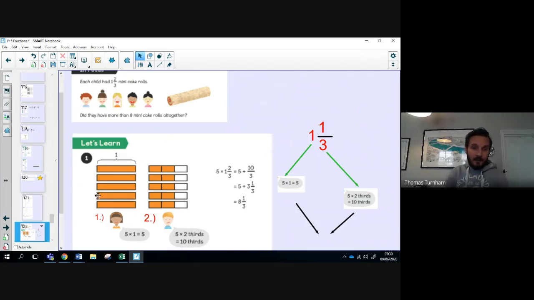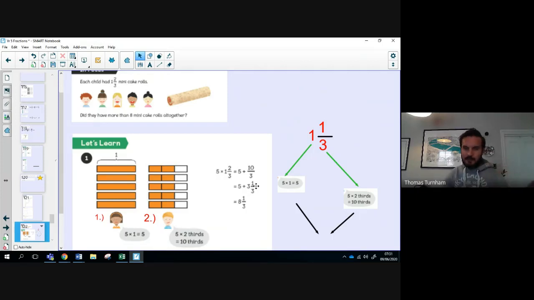We're going to do 5 times 1, which we know is 5. And then we're going to do our 2/3 times 5, which is what we were doing yesterday. So we're doing 2 times 5. That's 10, so we have 10/3. Then we need to ask ourselves, how can I simplify 10/3 down? Well, if I divide 10 by 3, the answer is 3 with 1 remainder. So I have 3 wholes and 1/3.